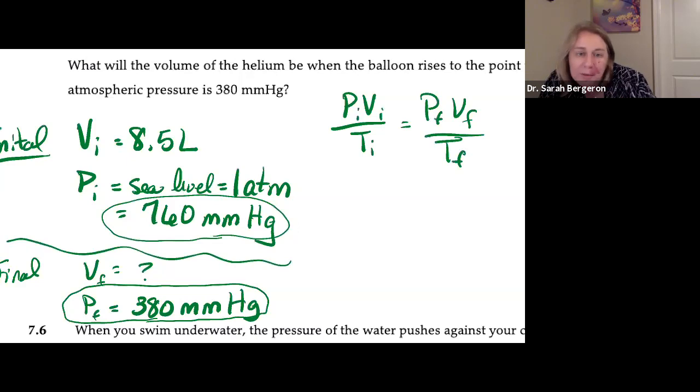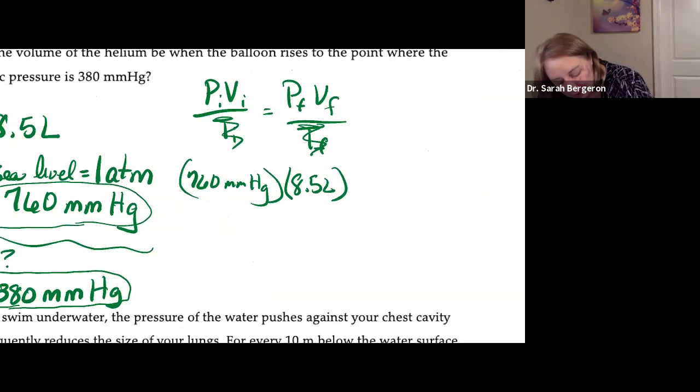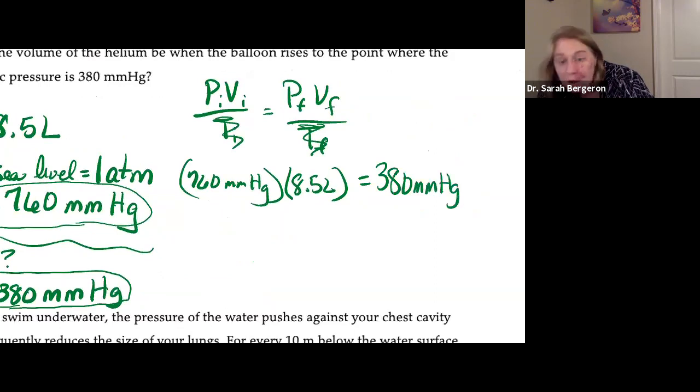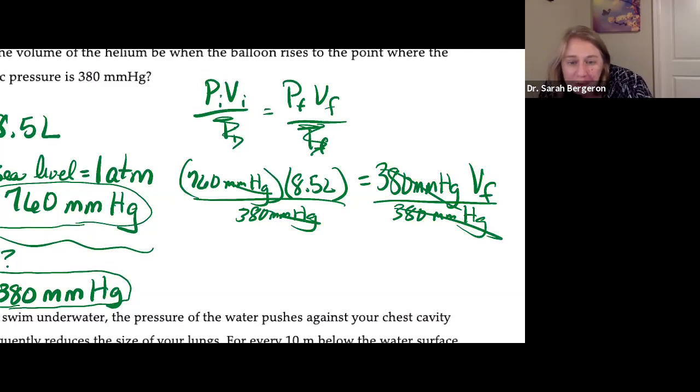Okay, so are we worried about temperature? Nope. So we can cross it out and just look at pressure and volume. So if we have 760 millimeters mercury, our initial volume was 8.5 liters, and our pressure final was 380 millimeters mercury, and our volume final is our unknown. So divide by 380, divide by 380. Make sure your units cancel, right? So what are we left with? 760 times 8.5 divided by 380. You should get 17 liters for your final volume.